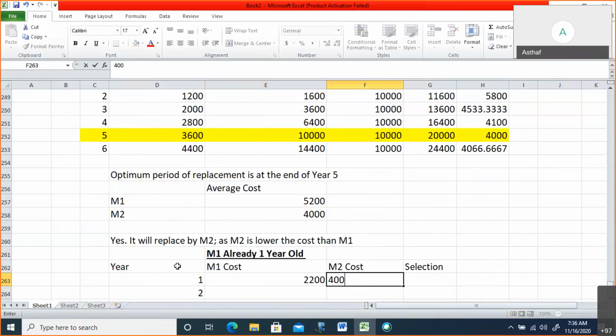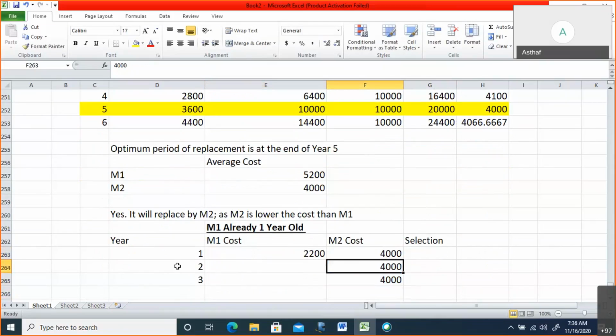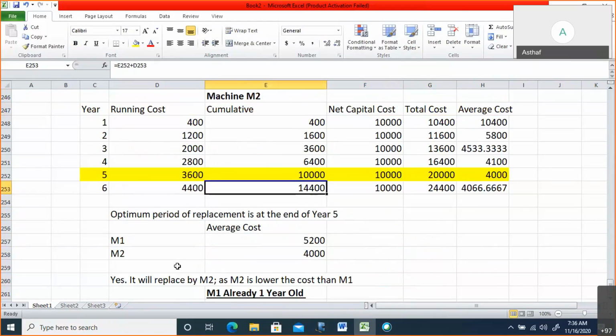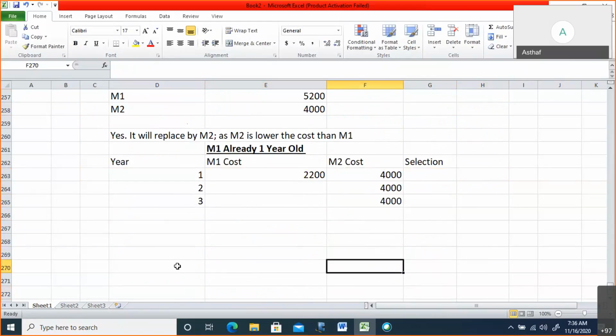For M2, the minimum cost, always we have to take 4,000. Dear friends, this we always have to take as 4,000, because if you replace, the average cost is 4,000. So you have to put this average cost here. But here we already bought M1. If M1 is not bought, then there is no cost, only M2. But M1 you already bought, so we will approach with a differential approach.